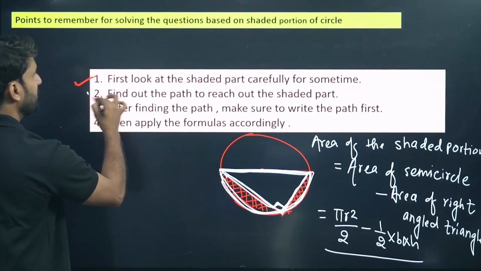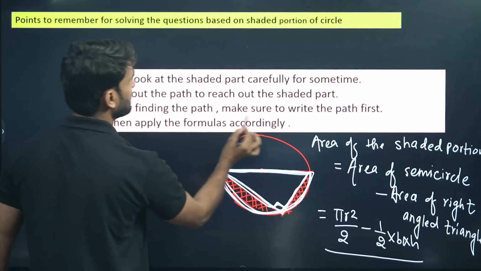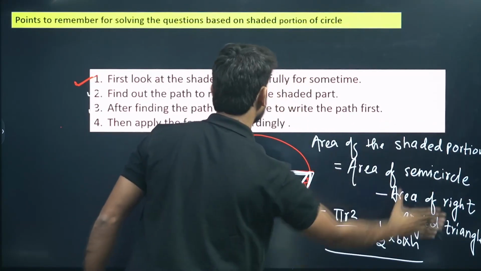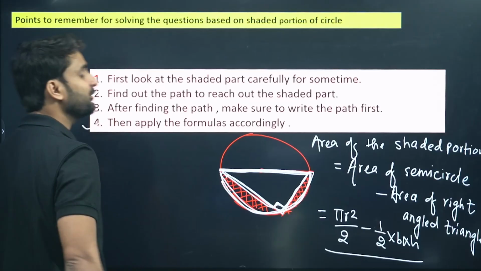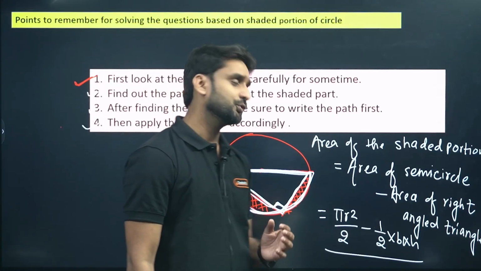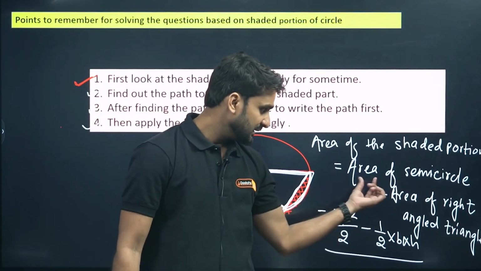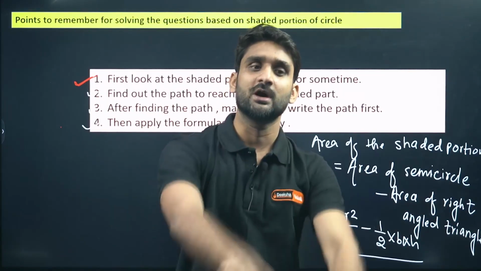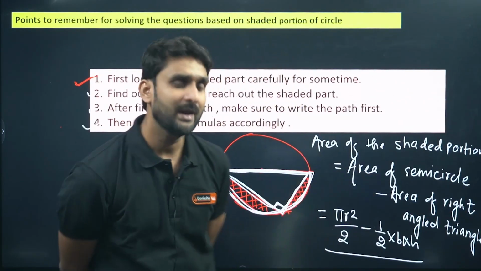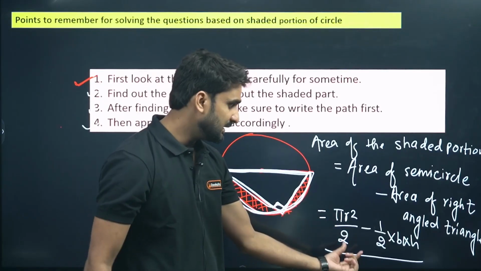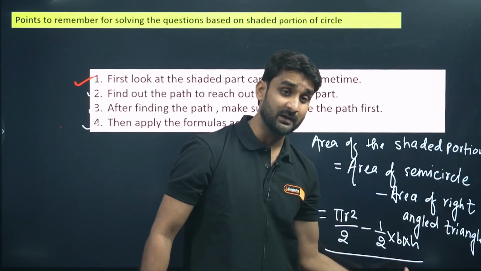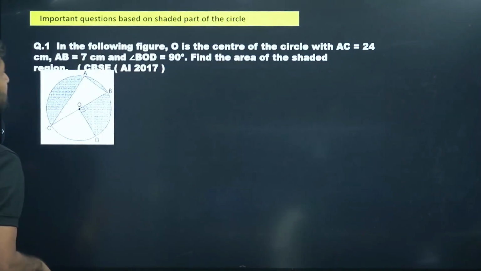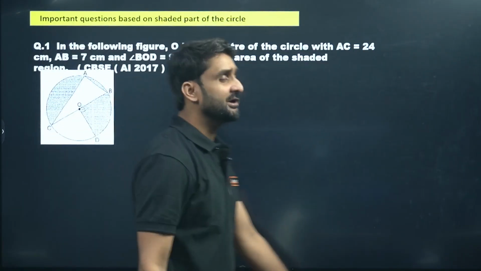So, find out the path. Third, after finding the path, make sure to write the path first. You should know to write the equation and then apply the formulas accordingly. As I did here, I know the area of the complete circle is equal to pi r square, so the half of the circle will be pi r square by 2. And the area of the right angle triangle is half base into height. I have already shown you in the previous slide, right? So, these are important questions based on the shaded part of the circle.